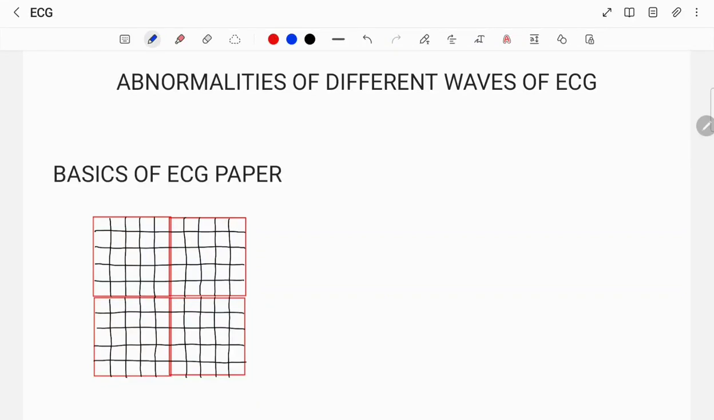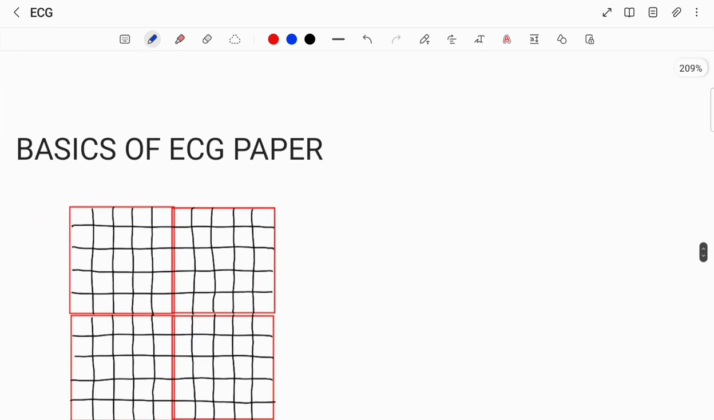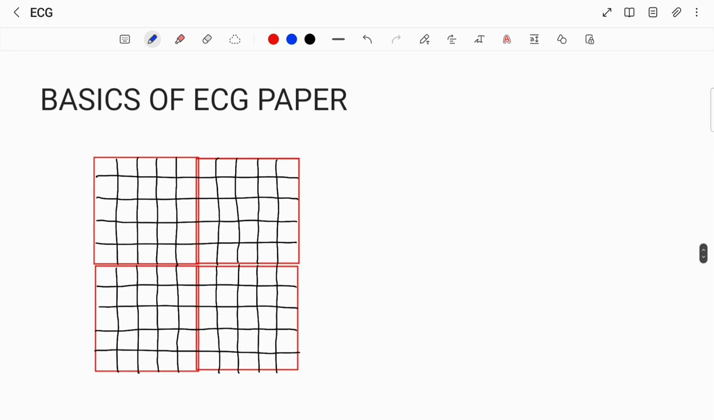Hey everyone, today I'll be talking about the abnormalities of different waves of ECG. Now, before understanding the abnormalities, first we need to understand the basics of ECG paper.